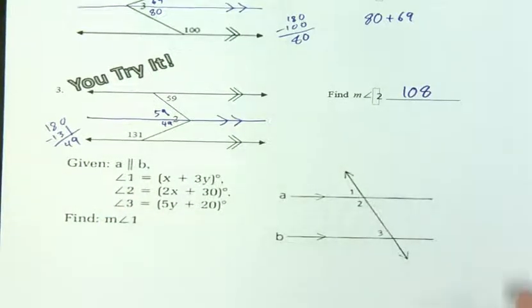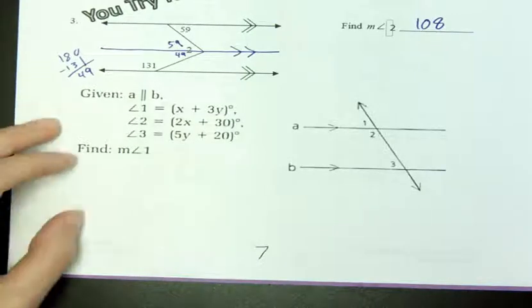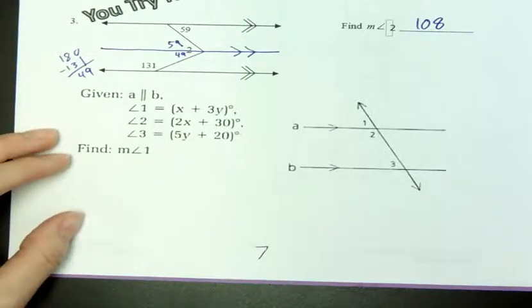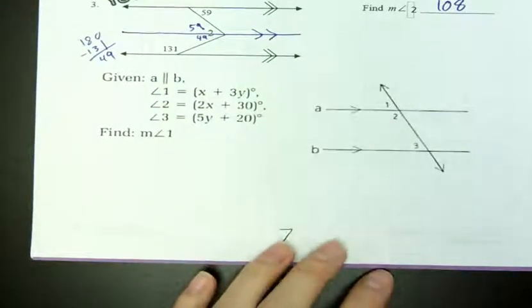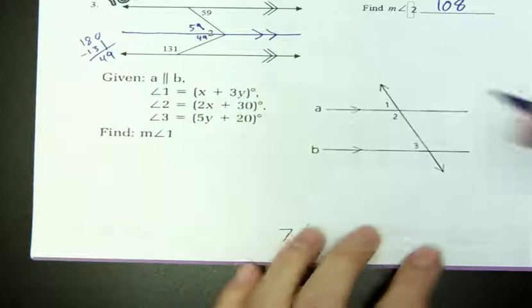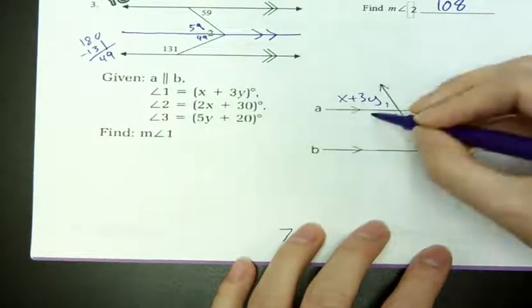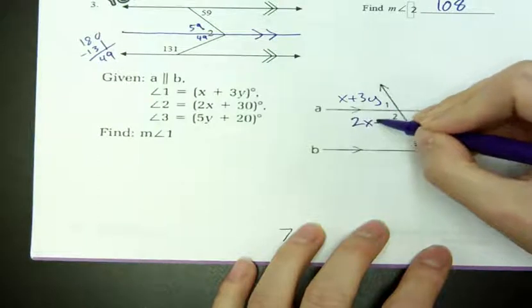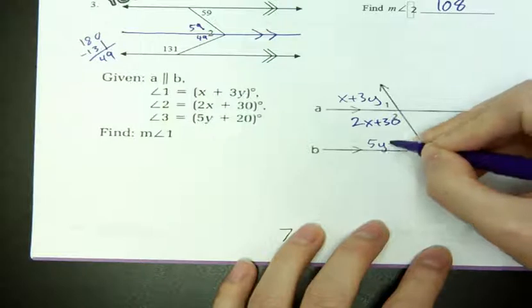108. All right, how many of you started working on the next example? How many of you finished it? Yay, one person. Okay. So when we start working on it, what should we do first? Label. So angle 1, x plus 3y. Angle 2, 2x plus 30. Angle 3, 5y plus 20.